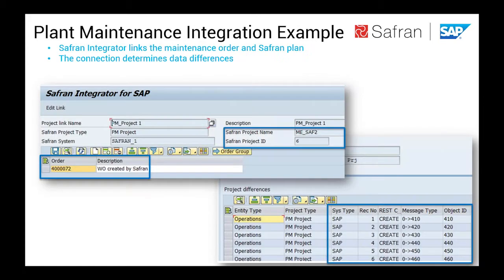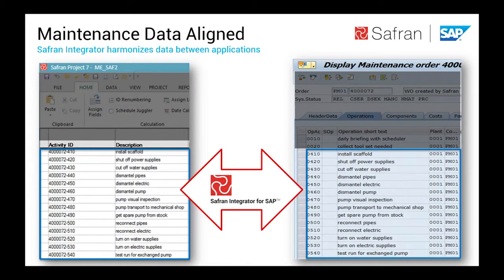it's basically the same story. Now you're connecting a work order or a selection of work orders with the Safran project. The integrator is determining the differences between the two systems. And then on the next slide, you can see how both systems match up the data.